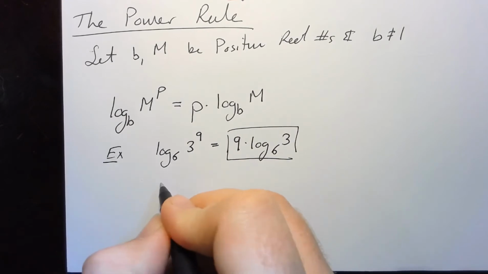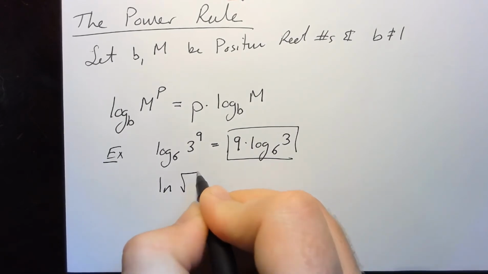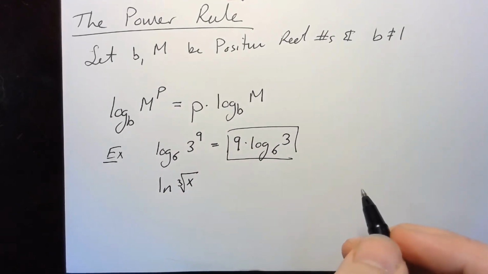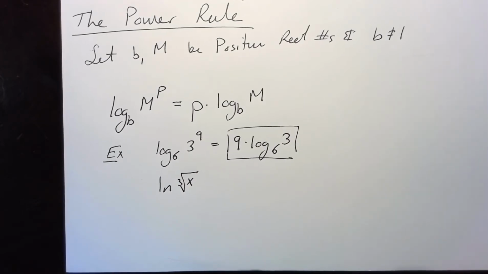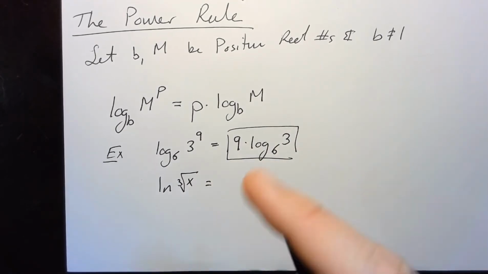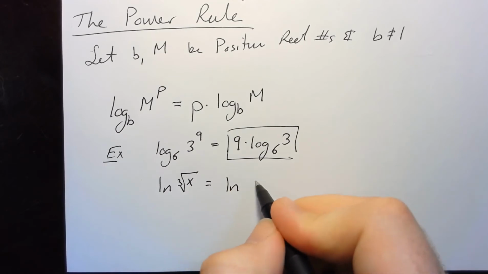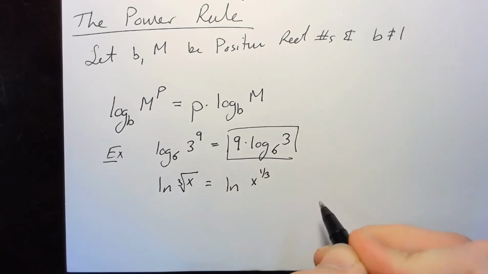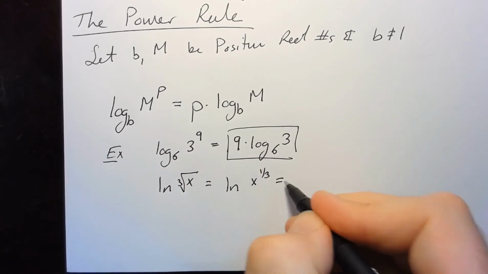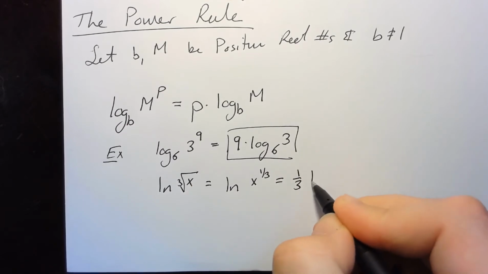The next one we're going to look at is the natural log of the cube root of x. Keep in mind that a cube root is nothing more than a fractional exponent. So our first step in this is we have to rewrite it. So it's the natural log of x to the power of 1/3. After rewriting it in that form, then we can drop that 1/3 power down in front of the natural log of x.